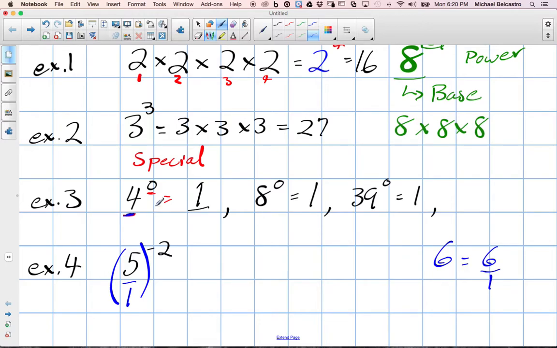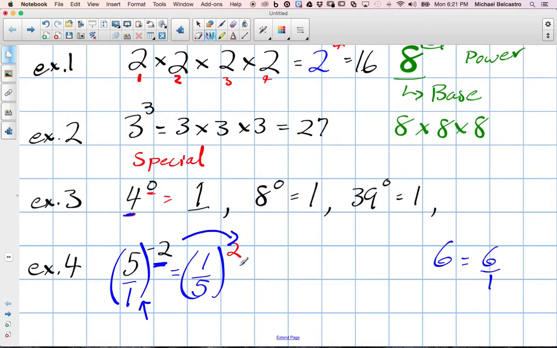Okay? But I can simplify this by flipping my fraction. If I was to invert this fraction, or it's called the reciprocal in math, what would the base be if I were to flip these over? The base would be 1 and the bottom would be 5. Yeah, so we'd have 1 over 5. And what that now does is it changes our exponent to a positive exponent. So when we flip the base, we go from a negative to a positive, okay? And once we've done that, we can apply our rules.